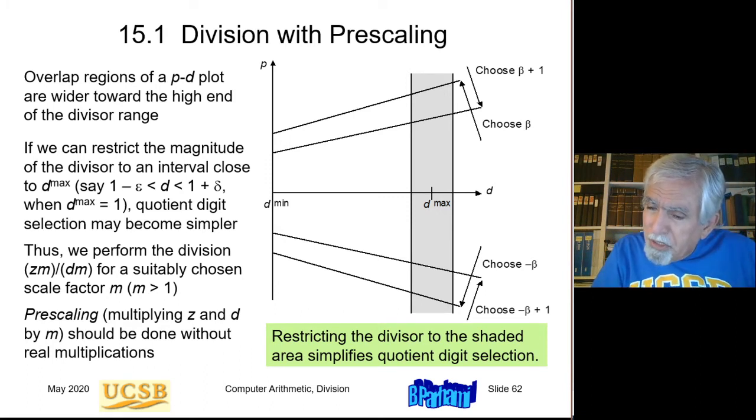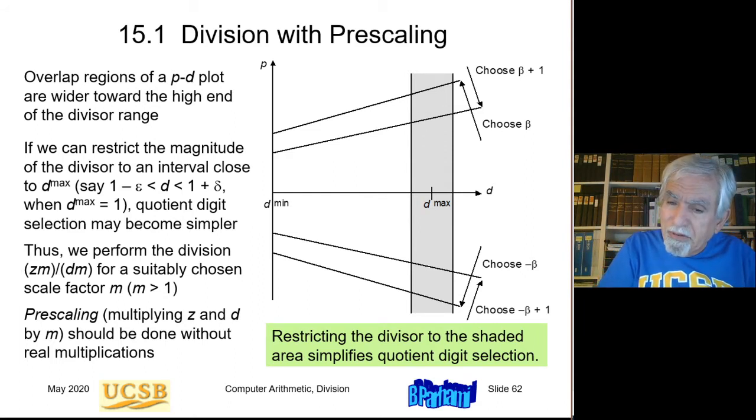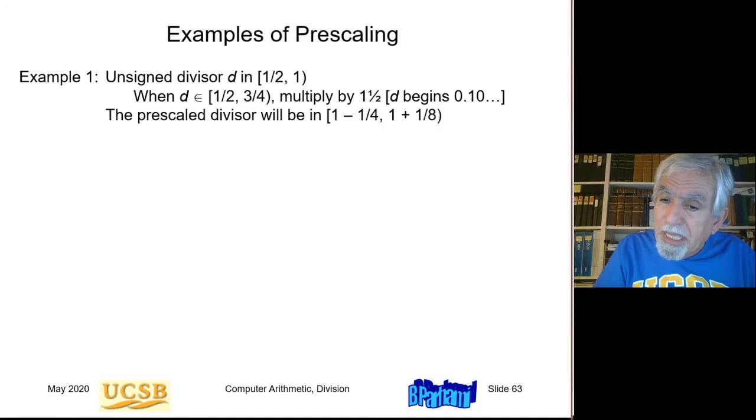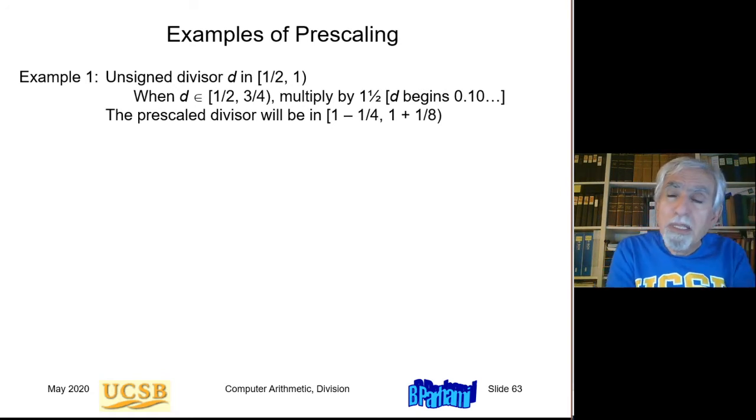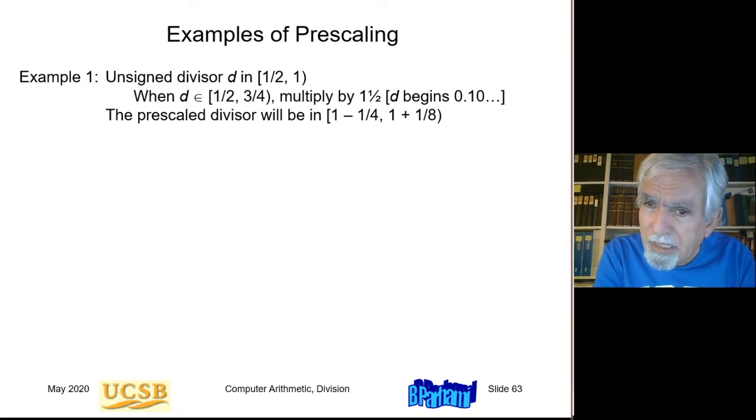So I have K plus 2 cycles, but each cycle is now much faster because the decision process has been simplified. Okay, so this is the idea of division with pre-scaling. Let's go through a couple of examples just to make sure we understand what the pre-scaling process is.